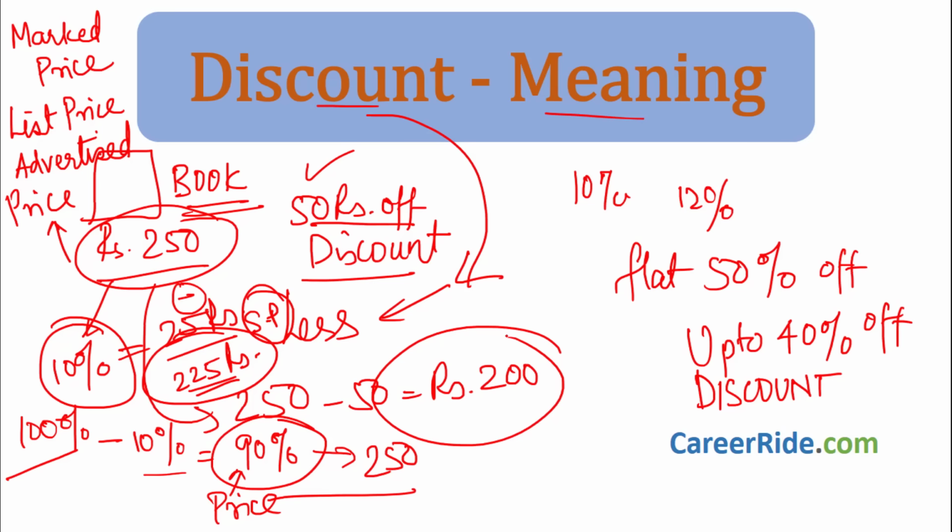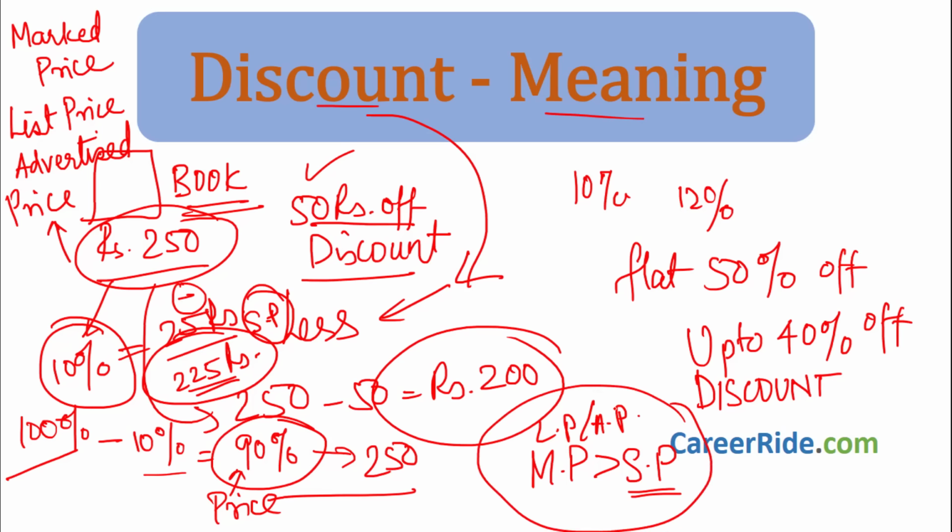So what have we seen over here? See at the right hand side bottom, marked price is always greater than selling price. Marked price or list price or advertised price is always greater than selling price, because we give a discount on marked price and then we subtract the discount, and at the remaining price we sell the book. That is the selling price. So remember this. Now let's move on to another concept called successive discounts.